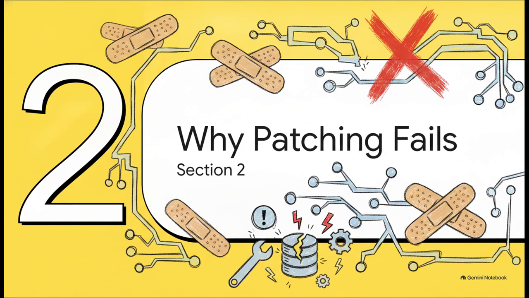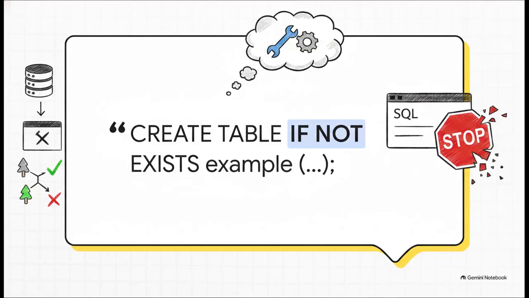Moving right along to Section 2, why patching actually fails. We have to talk about the absolute most common, yet dangerous band-aid developers try to use when they hit these exact errors. Look, we've all been there. You get a migration error because the table already exists after switching branches, and you think, I'll just throw an IF NOT EXISTS on MySQL. It is so incredibly tempting to just write that one simple line of code, silence that annoying terminal error, and just get back to work.